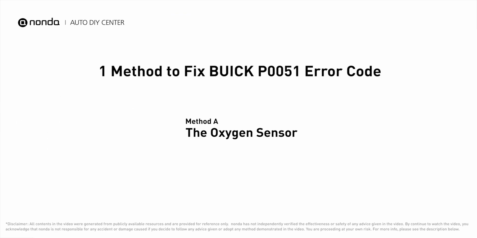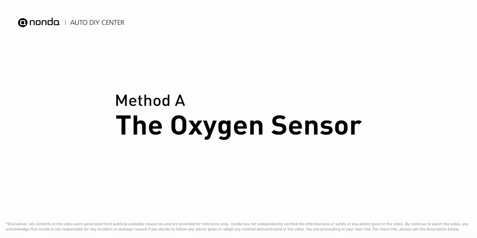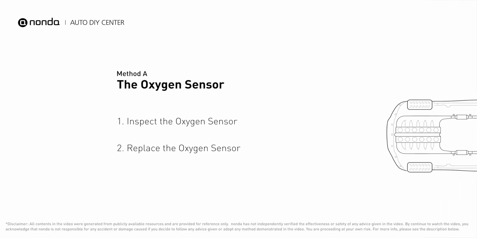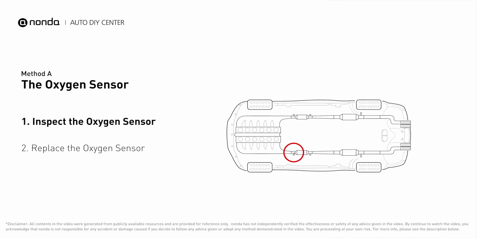Here are one of the most practical solutions to fix Buick's P0051 error code. Method A, the oxygen sensor. This oxygen sensor is located right before the catalytic converter. Bank 2 is on the side with the cylinder number 2. Sensor number 1 is usually the one in the exhaust manifold.